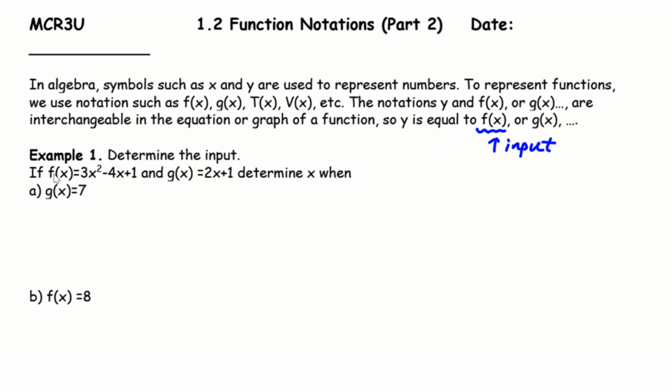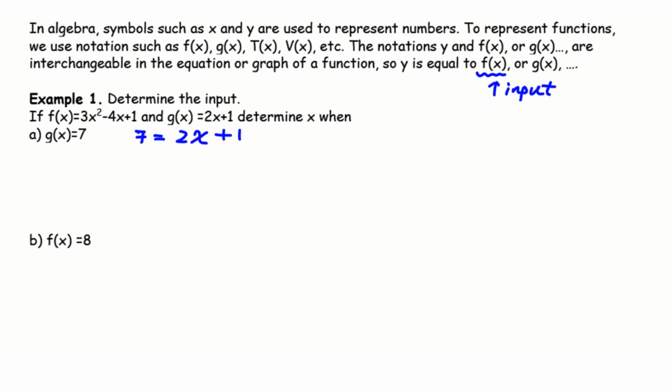So the first example is we have two functions given. F at x is a quadratic function and g at x is a linear function. It asks you to determine the input x when g at x equals 7. So it means the output is 7. We sub in 7 for g at x, and g at x is 2x plus 1. 7 equals 2x plus 1, now it is a linear equation.